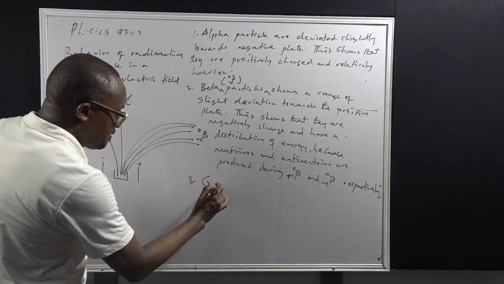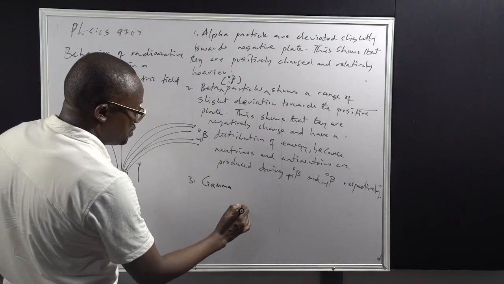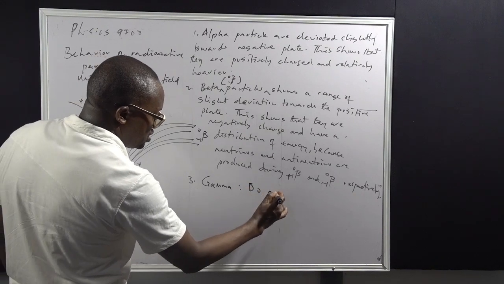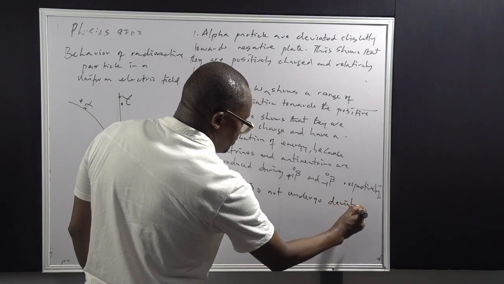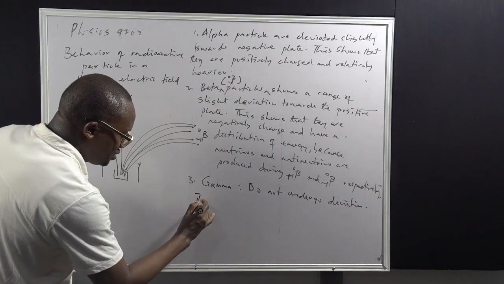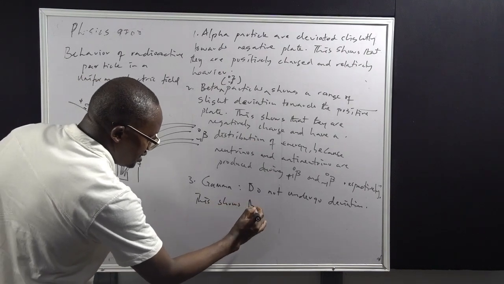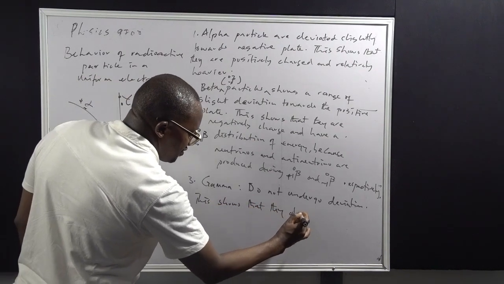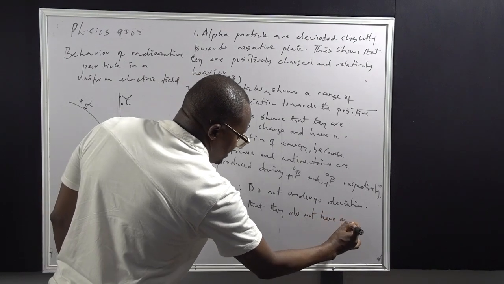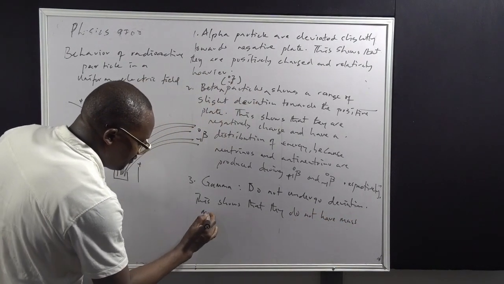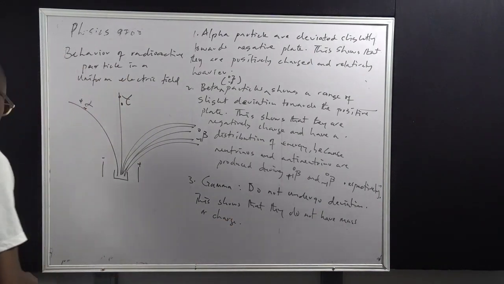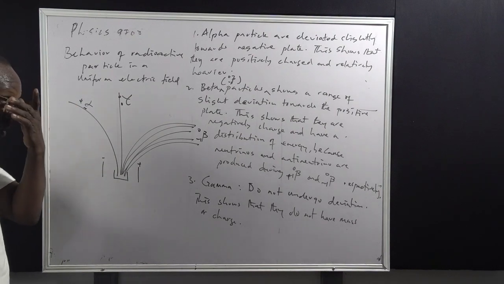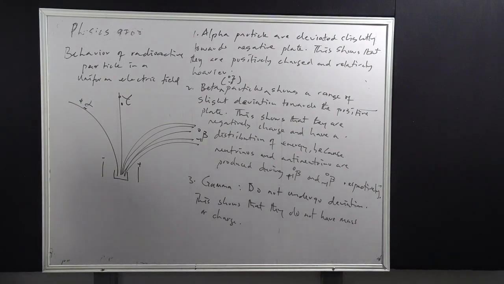Number 3, gamma rays do not undergo deviation. This shows that they do not have mass or charge. Therefore, they are electromagnetic radiations. Note this. This is very, very important. All right, go over them effectively.